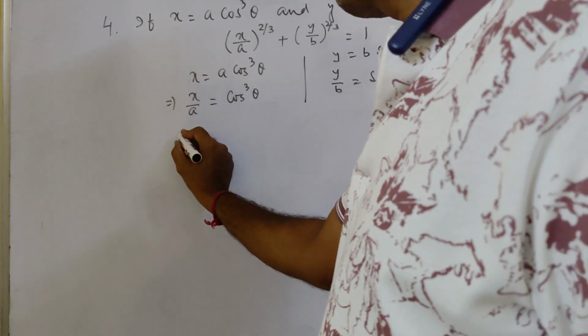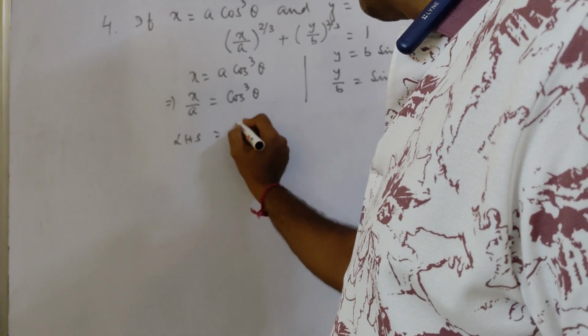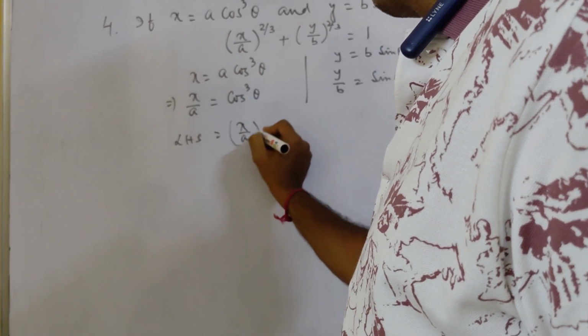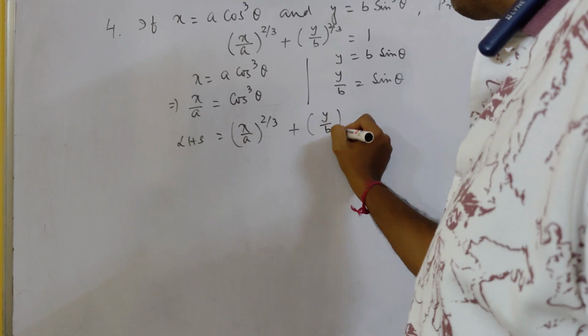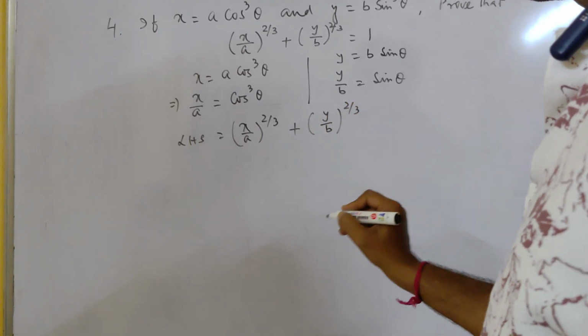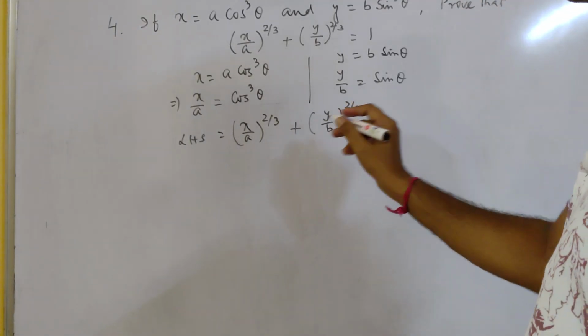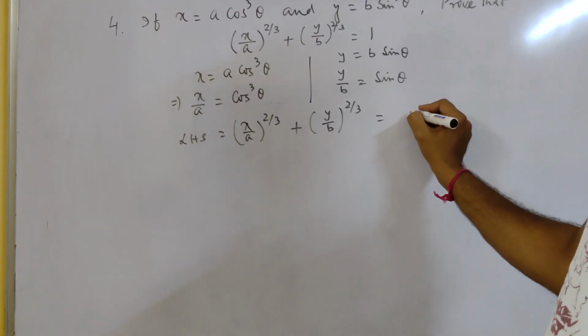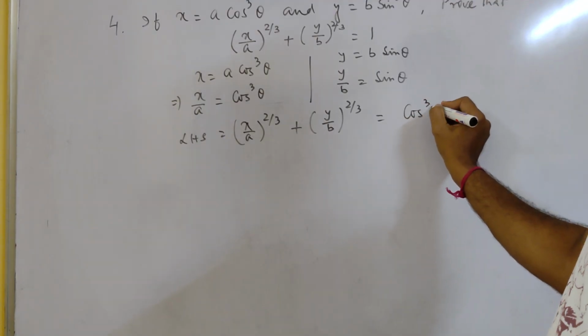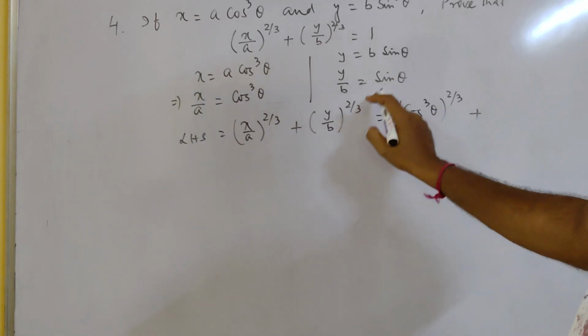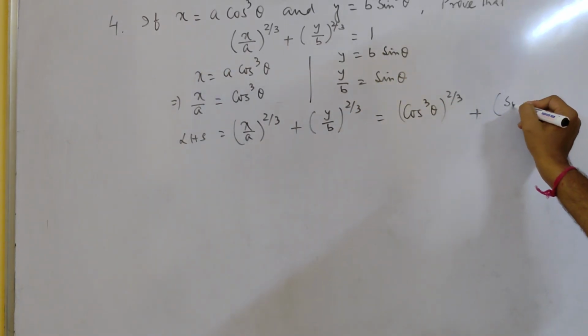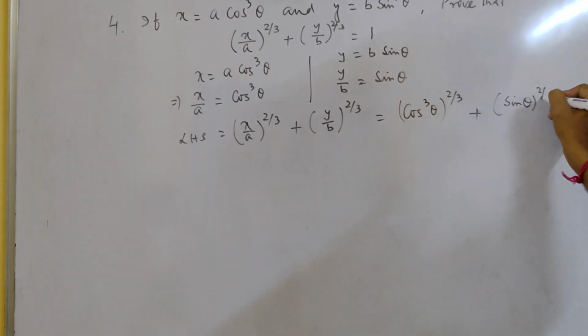Similarly, from the left hand side, (x/a)^(2/3) + (y/b)^(2/3) equals, we may write, x/a is equal to cos cube theta. So we may write (cos cube theta)^(2/3), y/b is equal to sin theta. So put here (sin theta)^(2/3).